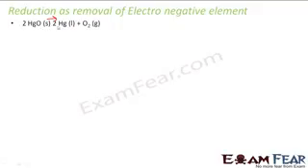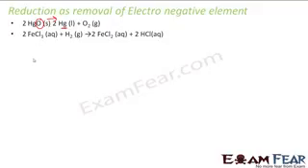Reduction, we also said, is nothing but removal of electronegative element. This is an example of this. I have HgO. It splits, it becomes Hg plus O. Oxygen was the electronegative element and it got removed from Hg. One more example you can have, FeCl3. If you see, 3 chlorine ions become 2 chlorine ions. So one chlorine ion, chlorine being an electronegative element, got removed. So this is my reduction.